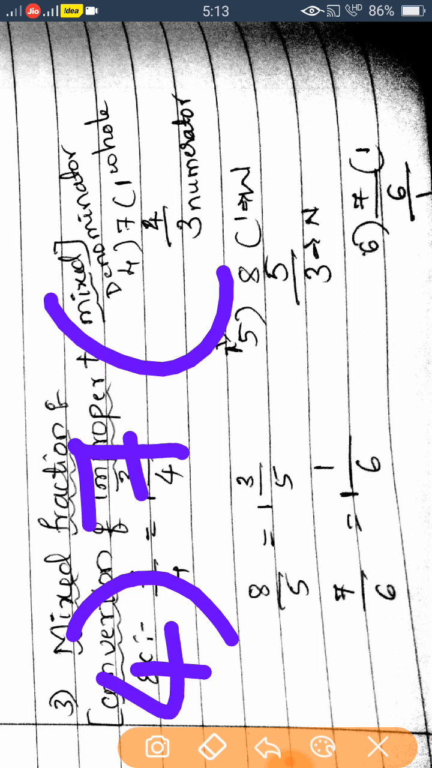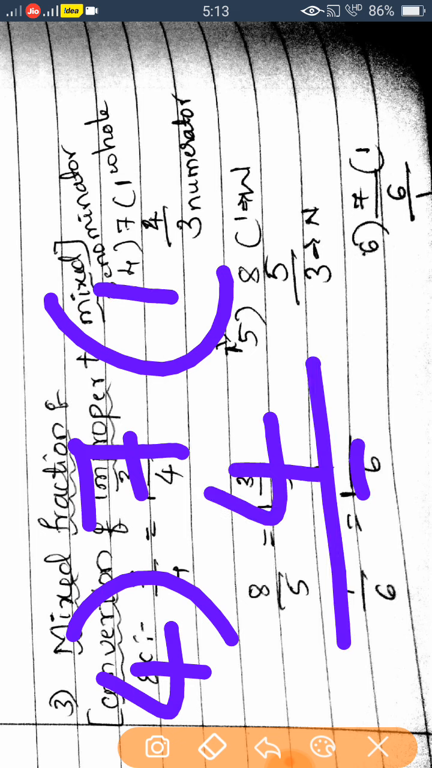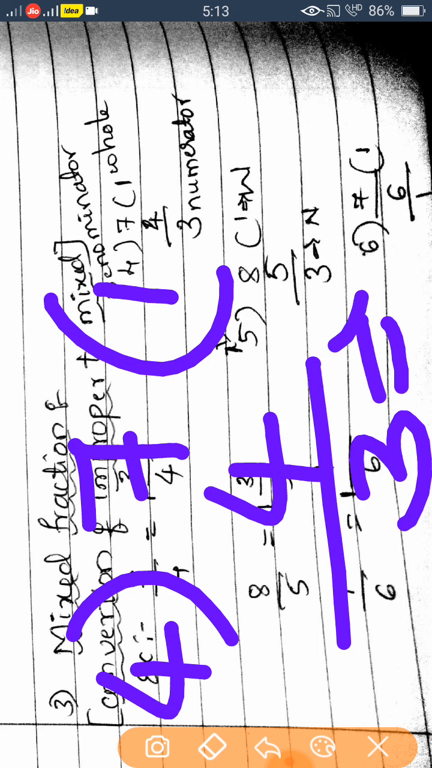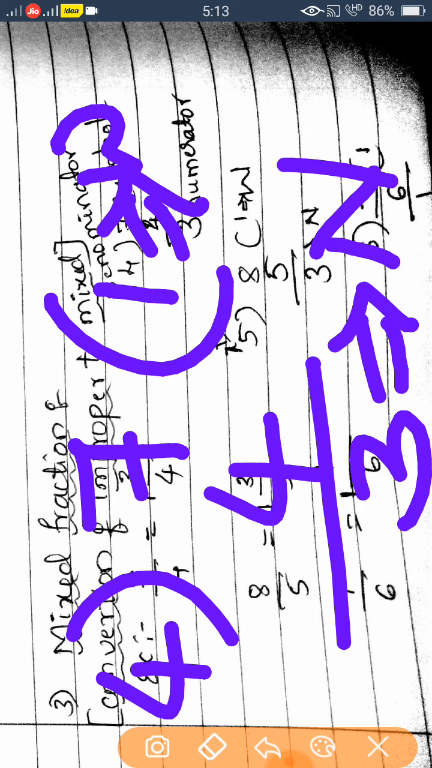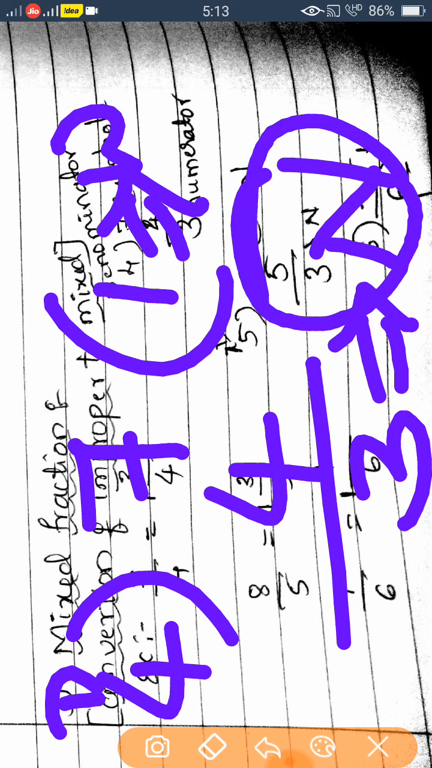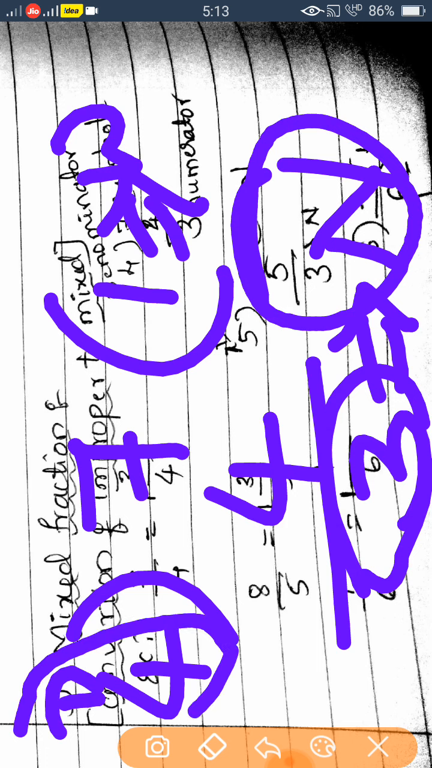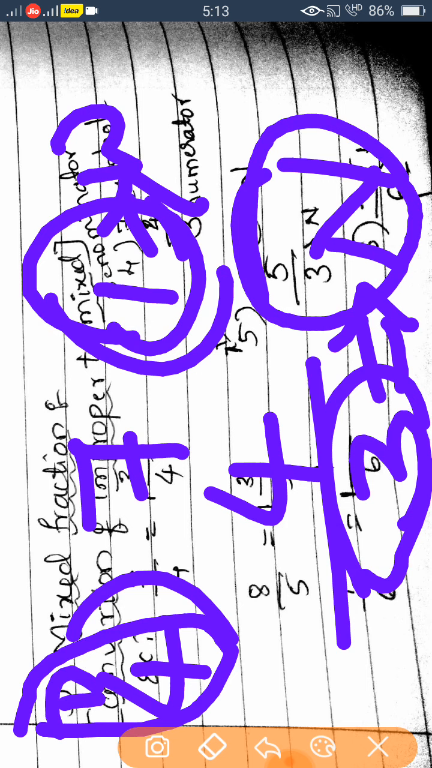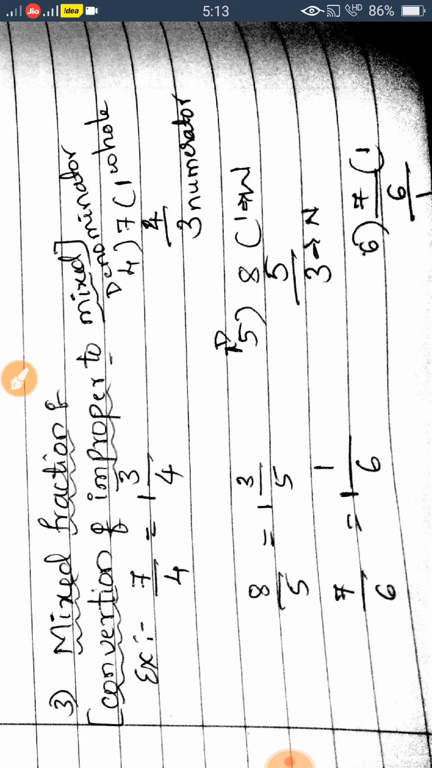Divided by 4 you can take. So 4 ones are 4. How many remaining? 3. So this is nothing but the numerator. This is the whole number and this is the denominator. See, this means the number of parts remaining is 3, and the total number of parts in one whole is 4. After one full whole, 3 parts remain. This is how we can show it.